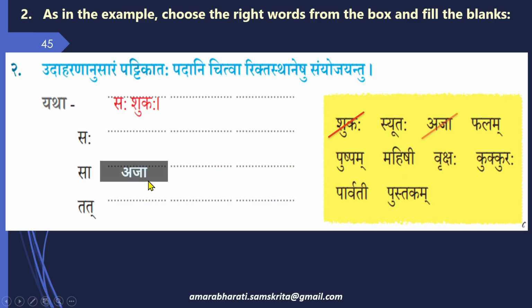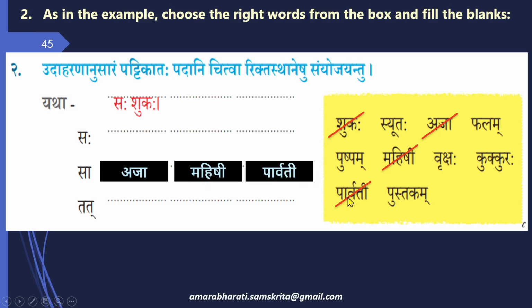We can note that Aja is a Strilinga pada, so we write Aja here. And anything ending in Dirgha A or Dirgha E will generally be a Strilinga pada, so we can straight away write the Strilinga padas. So we'll write them here. Mahishi, we strike it off, and Parvati, also 3 Strilinga padas have been written here.